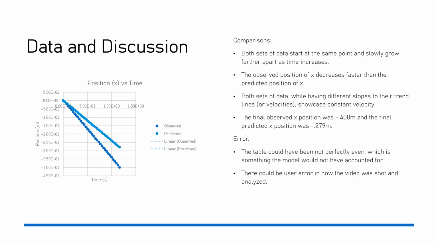So here we can see that both sets of data start at the same point and then slowly grow apart as time increases. The observed position of x decreases faster than the predicted position. Now both sets of data, while having different slopes, are both showing constant velocity. Now error in this, why the predicted and the observed don't match up, could be because the table was not perfectly even perhaps, and thus the observed position was actually farther than it would be predicted on a flat surface, or there could be user error in how the video was shot or analyzed.